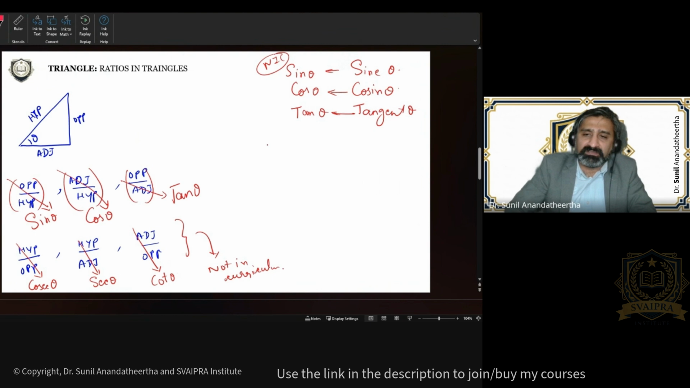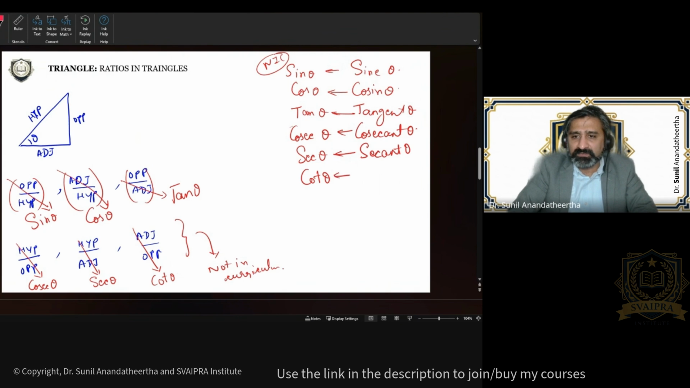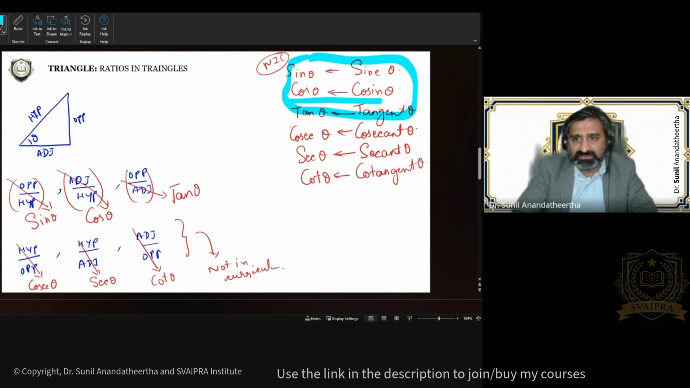Okay, and then you also have cosec theta, which is cosecant theta, and then you have sec theta, which is secant theta, and then you have cot theta, which is the cotangent. Okay, cotangent theta. So the only things that you really need to remember are these three over there, and you don't have to worry a lot about the other ones. So these two and the other one, one is here and the other two over there.